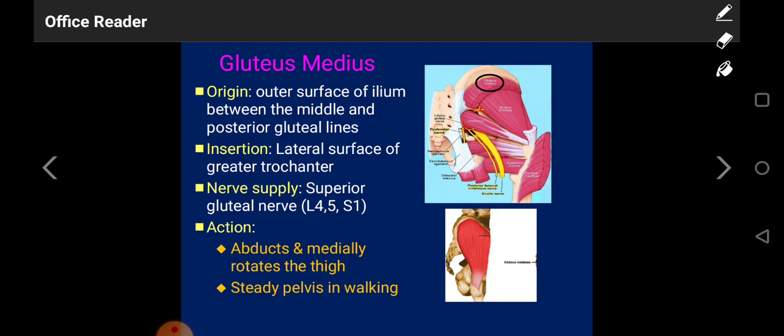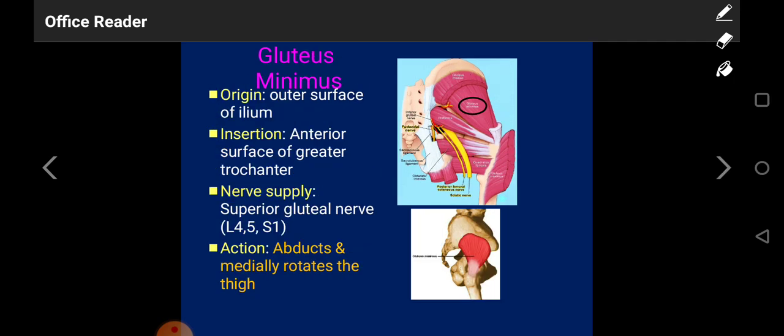Gluteus medius arises from the outer surface of the ilium between the middle and the posterior gluteal lines, and is inserted on the lateral surface of the greater trochanter. It is supplied by the superior gluteal nerve. Action: it abducts and medially rotates the thigh, and steadies the pelvis in walking.